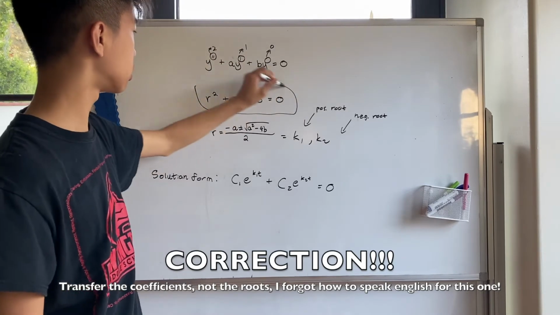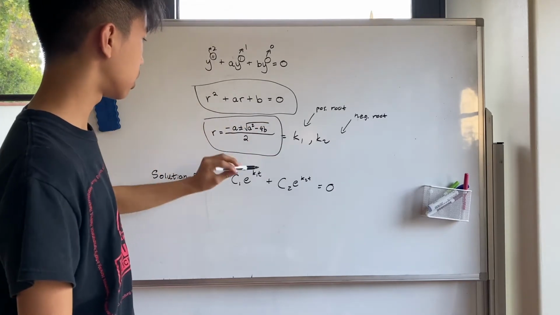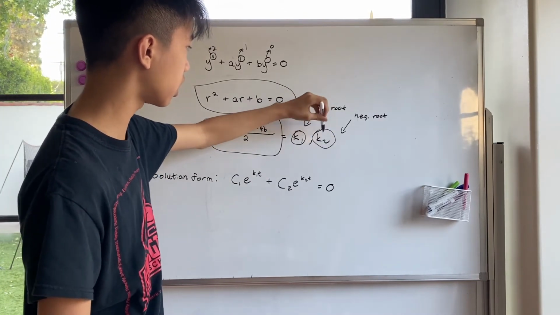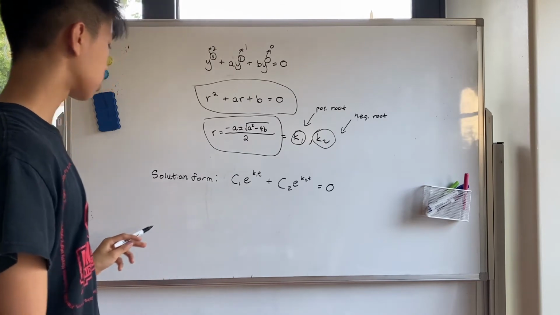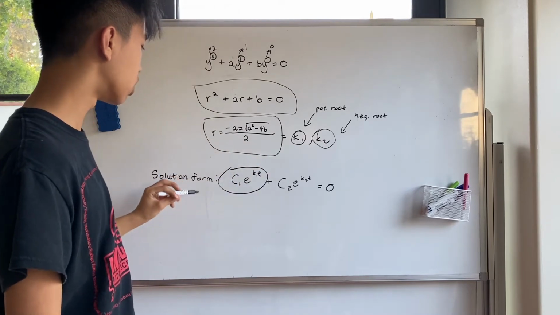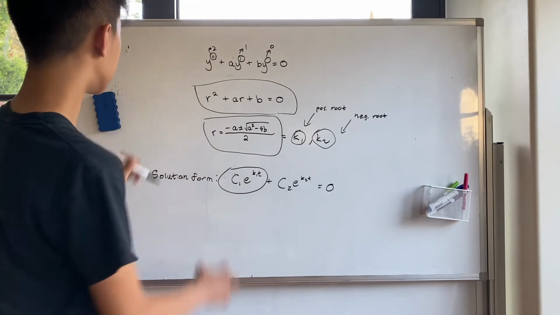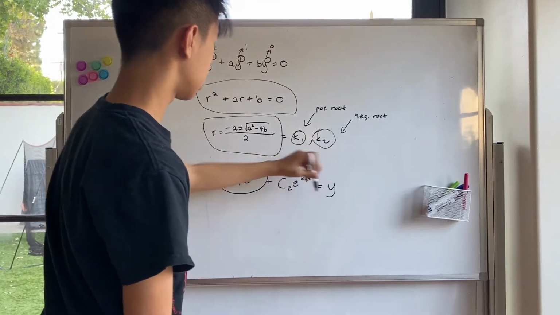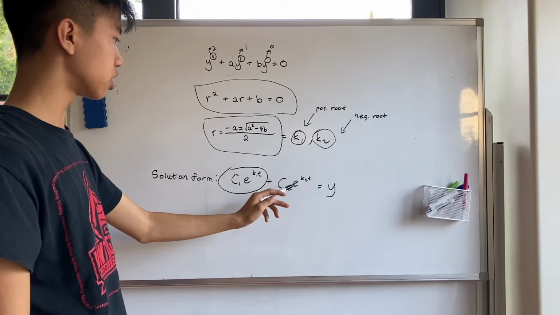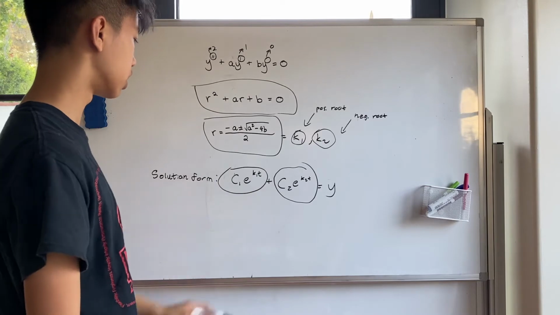So you end up with this, and then you can just solve for r, which you get this, and then for the positive root, I'm just going to use k1, and for the negative root, I'm going to use k2, just so I don't have to write everything out. And then the solution should come in this form, c1, where c is an arbitrary constant, because if you plug this back into the original differential equation, it doesn't matter what c1 is, it'll still be a solution. And then the same thing applies for the second solution, but instead of k1 being in the power, it's k2. And c2 is also an arbitrary constant.